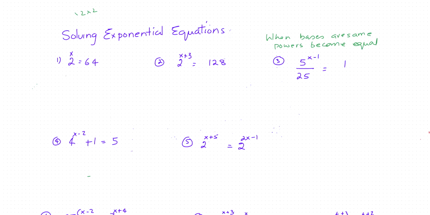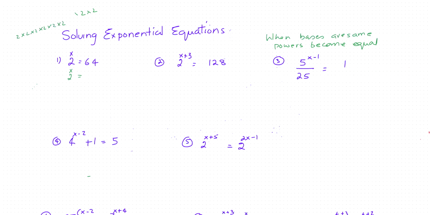So first we have to write it with the same base. So 2 to the power x equals 64. With base 2, we can write 2 times 2, 4 times 2, 8 times 2, 16 times 2 is 32 times 2 is 64. So 2 to the power, we can count 1, 2, 3, 4, 5, 6. So 2 to the power 6.